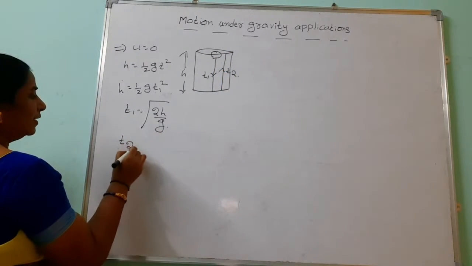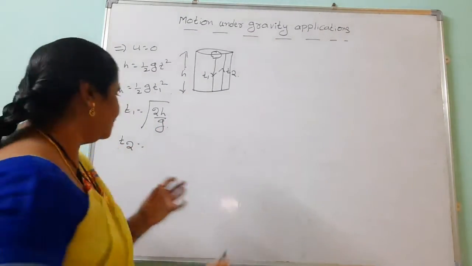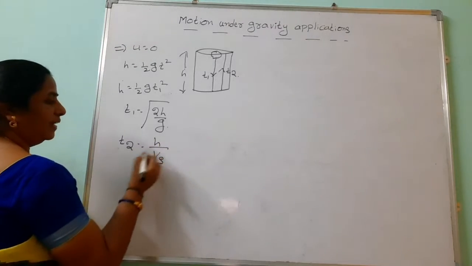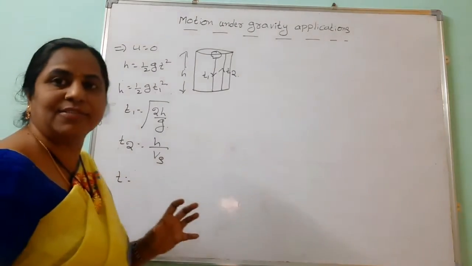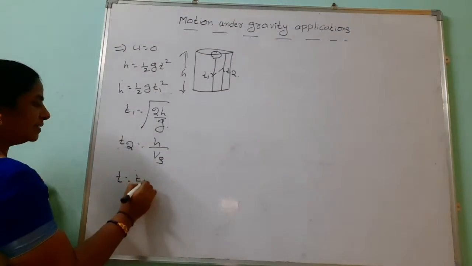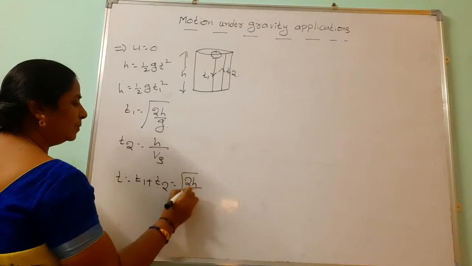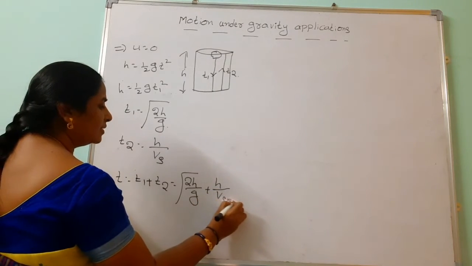How do we calculate T2? The general formula: depth or height of the well, which is distance, divided by velocity of sound, we take Vs. So the total time to hear the splash is T1 plus T2, which is under root 2H by g plus H by velocity of sound.